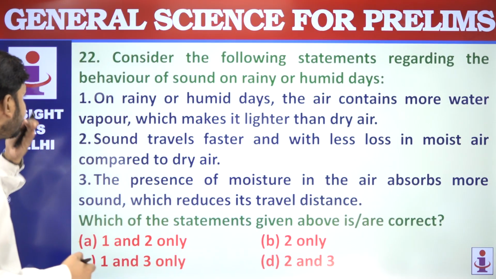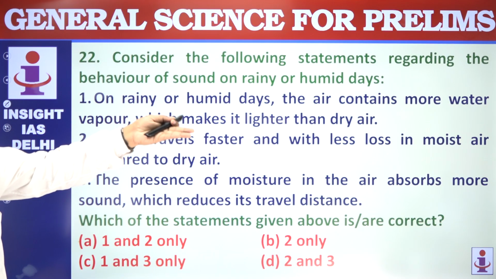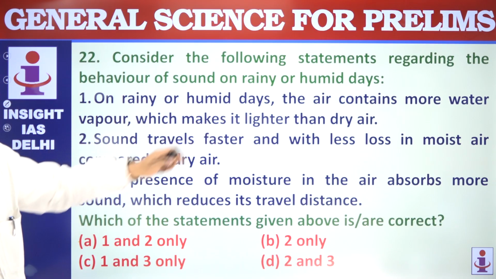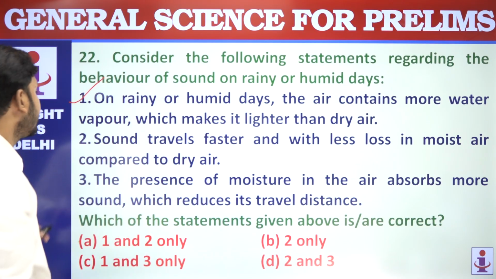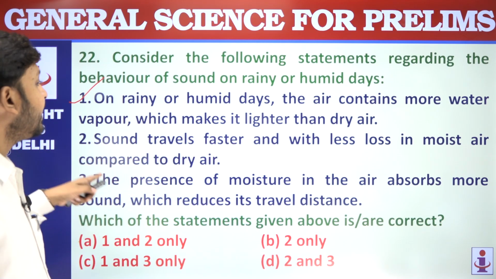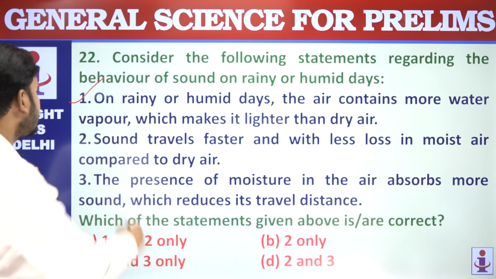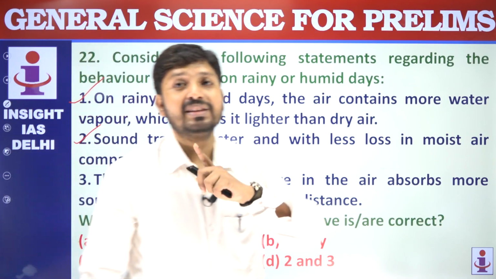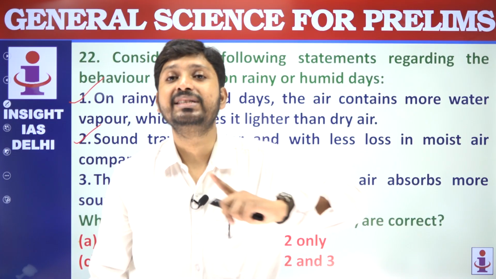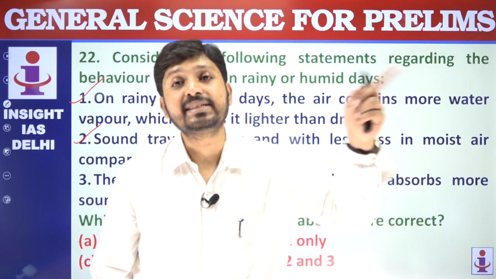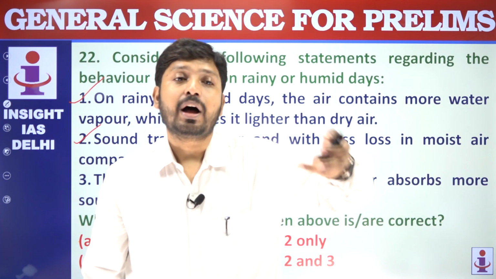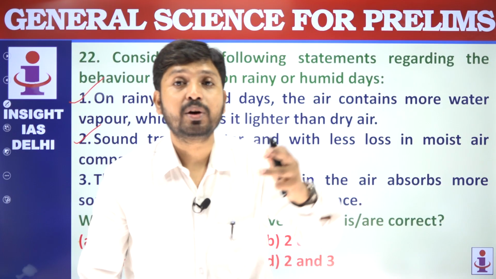Let's see. On rainy or humid days, the air contains more water vapor, which makes it lighter than dry air. This is the true statement. Second: sound travels faster and with less loss in moist air compared to dry air. This is also true, because in moist air the sound is not absorbed or scattered, so it can travel fast and for a longer distance. Whereas in dry air, a lot of obstructions are there, it is absorbed, so it cannot travel for a longer distance.